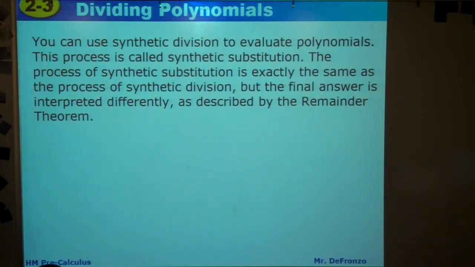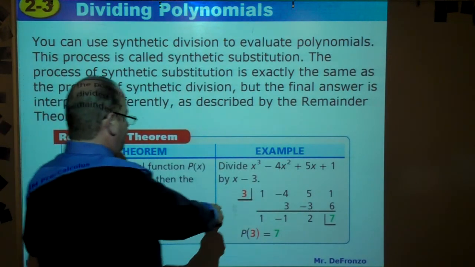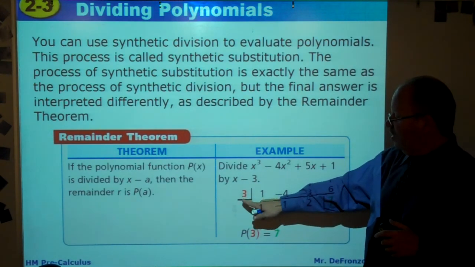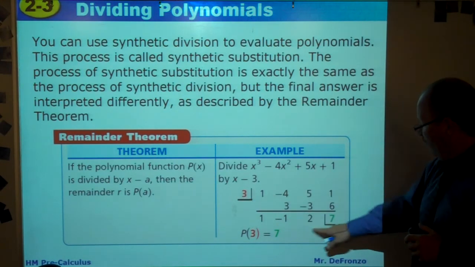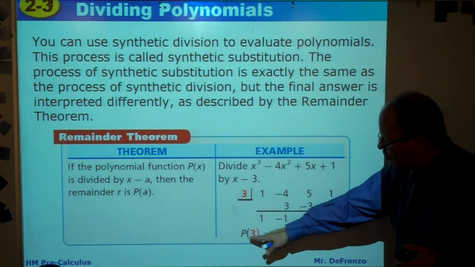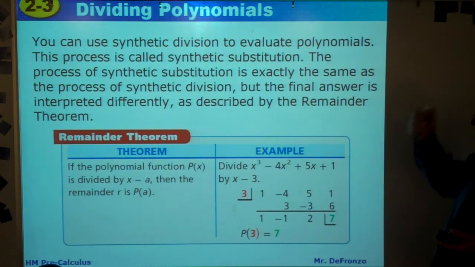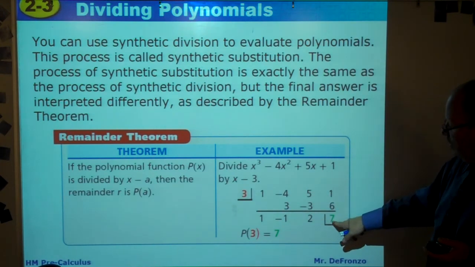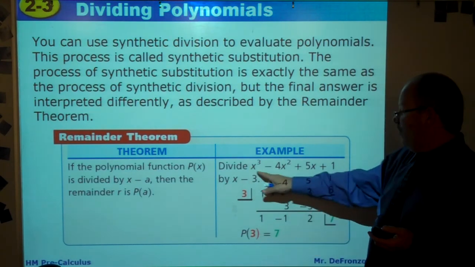We can use synthetic division to evaluate polynomials. This is really cool. If I want to know what f of 3 is, if this is f of x and I want to know what f of 3 is, I can put the 3 in here and then do the synthetic division, and my remainder is what f of 3 is. In this case it says p of 3. This is called the remainder theorem. You put in a number, whatever the remainder is, is the evaluation of that number in that function.